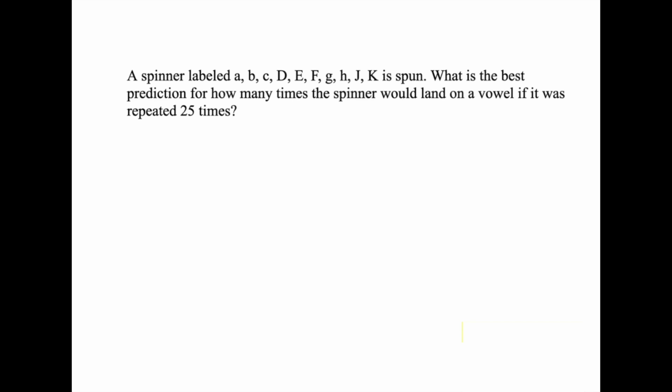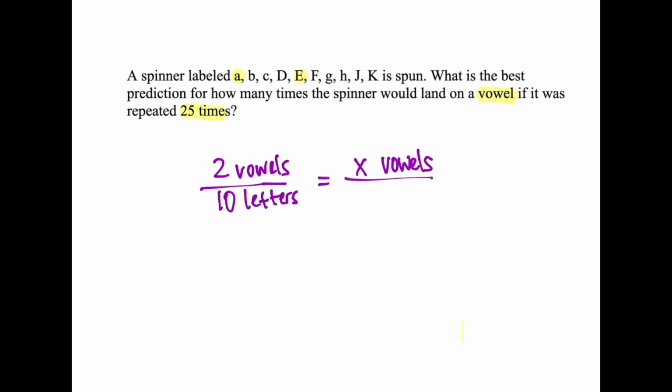It says a spinner is labeled with the following letters. What is the best prediction for how many times a spinner would land on a vowel if it was spun 25 times? The first step is to write the ratio for the probability of spinning a vowel. There are 2 vowels, A and E, and there are 10 total letters. On the other side of our proportion, we don't know how many vowels we get, so we can have X vowels. And we're going to be spinning to get 25 letters.